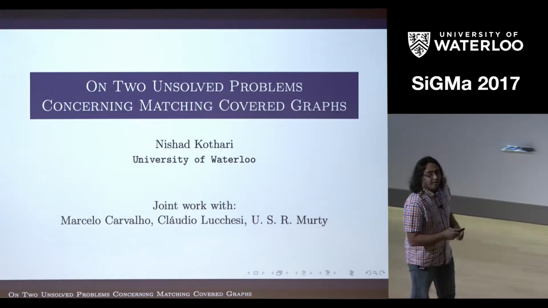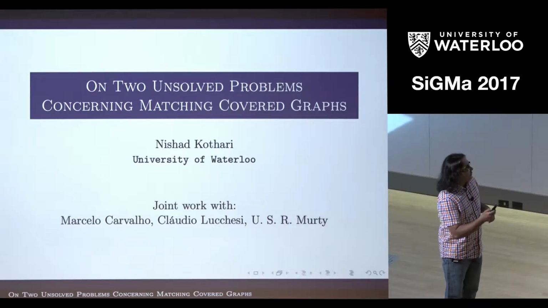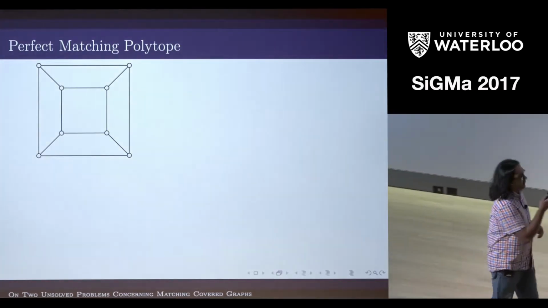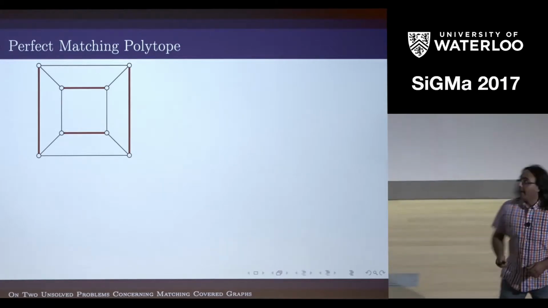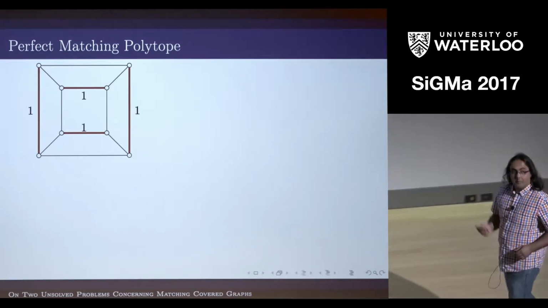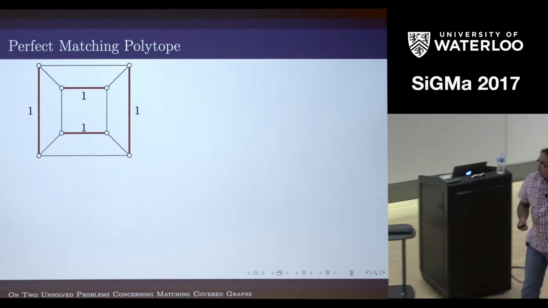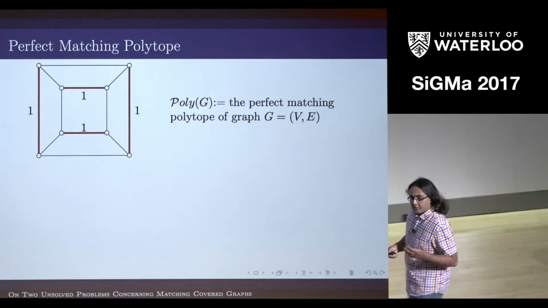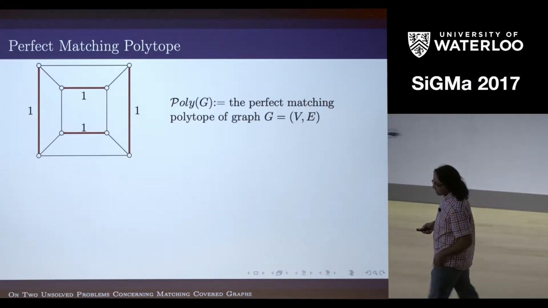Okay. So, 2 unsolved problems. Let's start with one of those problems. Let me start with the perfect matching polytope. So here's our graph, the cube, and you've got a perfect matching there. We can view a perfect matching as a vector over the edges, ones where you pick the edges, zeros otherwise. And the perfect matching polytope is simply the convex hull of the perfect matchings.